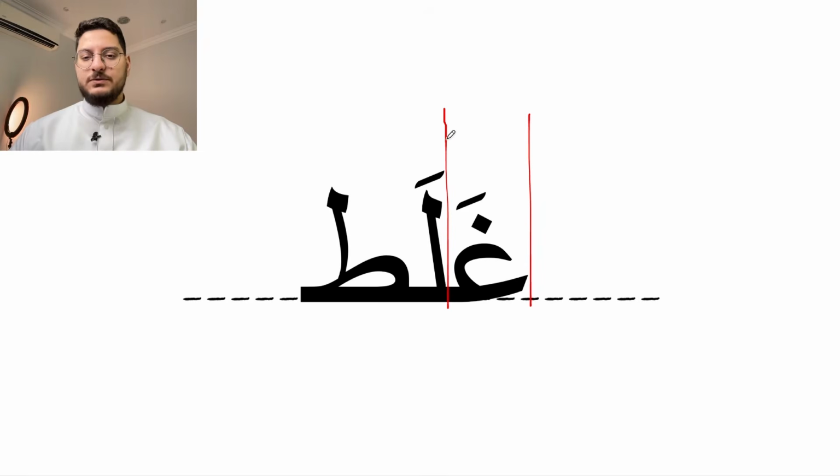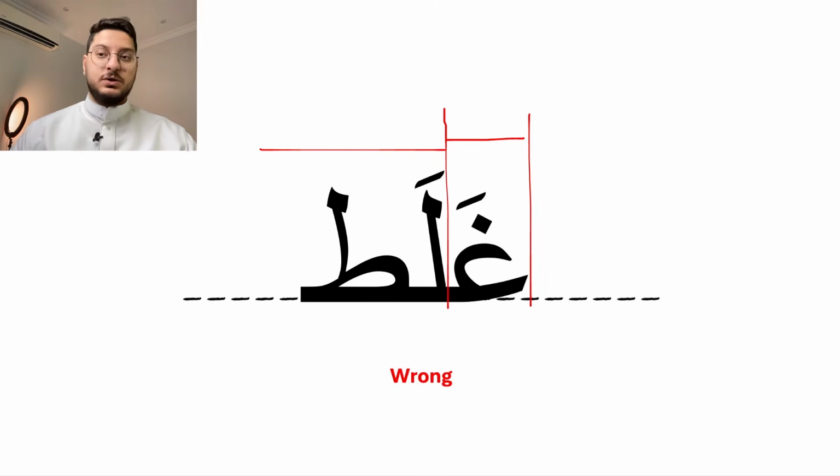So the first syllable, remember this letter, the gargling sound, gh. So this is gha, and then lat, ghalat. And ghalat means wrong.